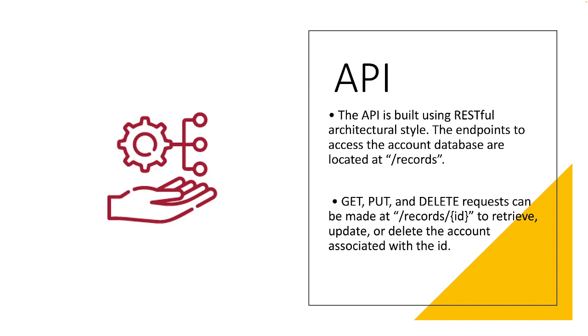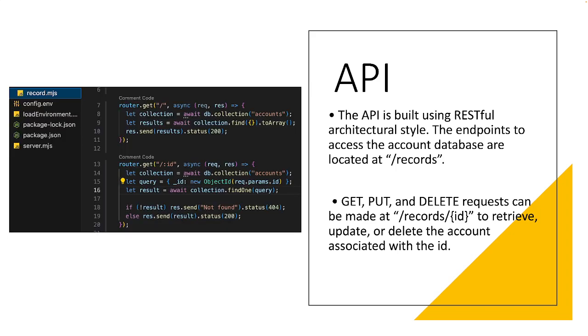The API that I use specifically is called a RESTful API. The endpoints to access the account database are located at the /records file. They make get, put, and delete requests, and you can find them in the records file. What they do is retrieve, update, or delete the account associated with the ID. Right here you can actually see those get and put requests. More specifically, the get request being made is going to be that router.get function there.